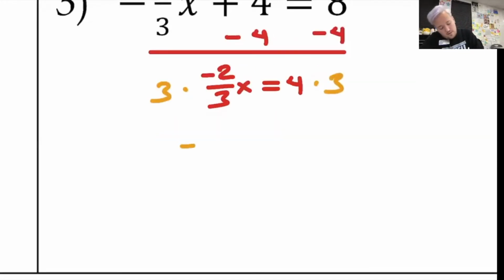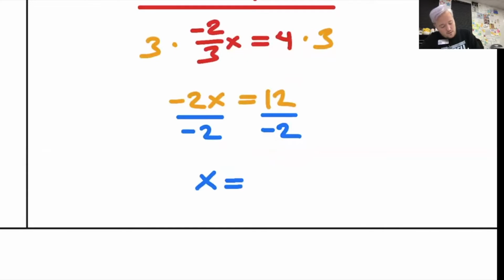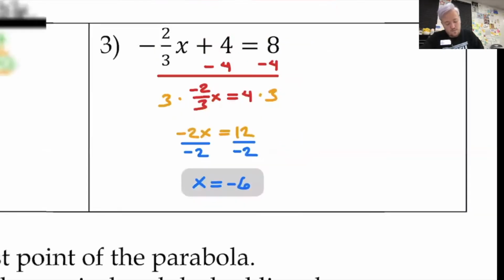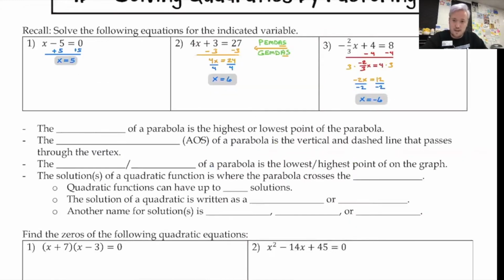So I'm going to get negative 2x equals 4 times 3, which gives you 12. And now I want to get rid of that negative 2, so I'm going to divide both sides by negative 2. All right, so here we're going to have x equals negative 6. We're going to be applying solving equations and factoring into this exact lesson. So I promise solving equations was actually relevant. It wasn't just a random throw-in.